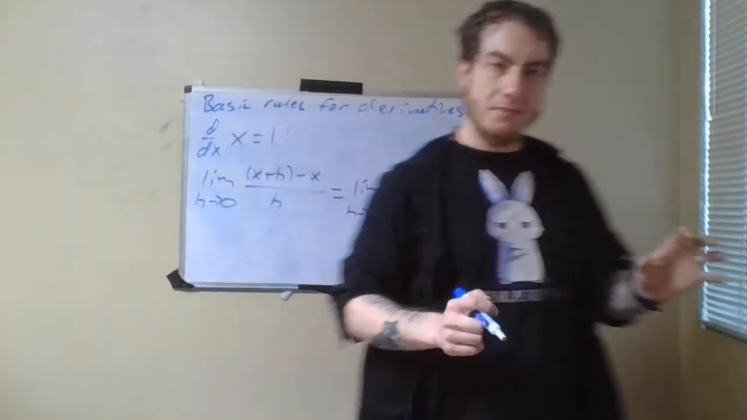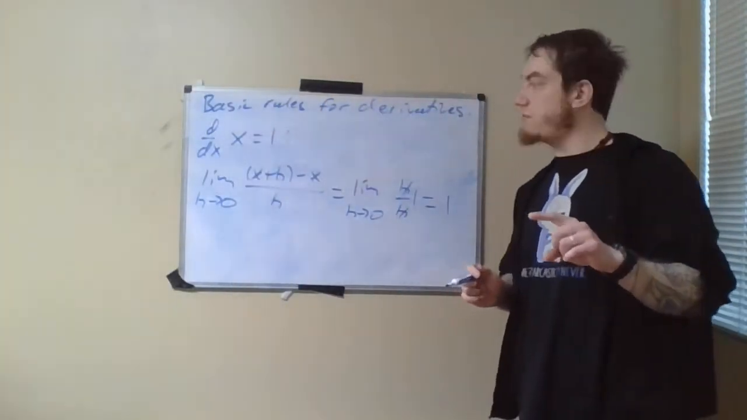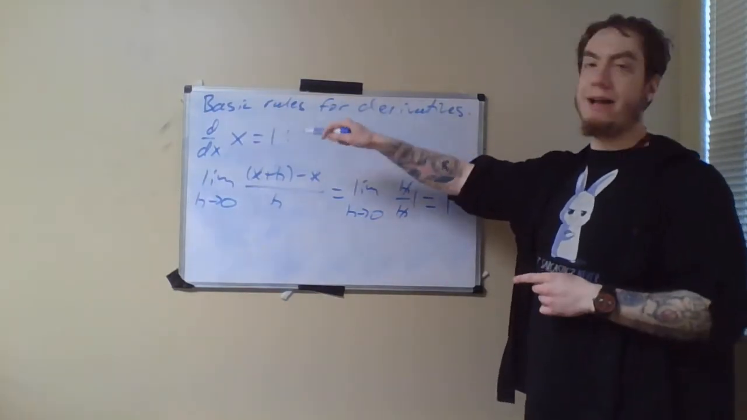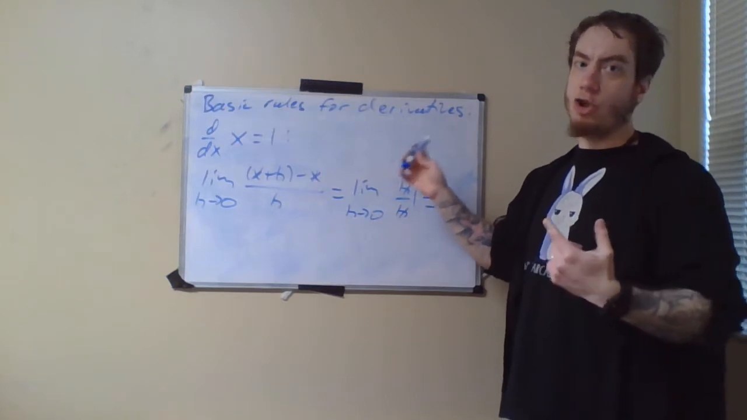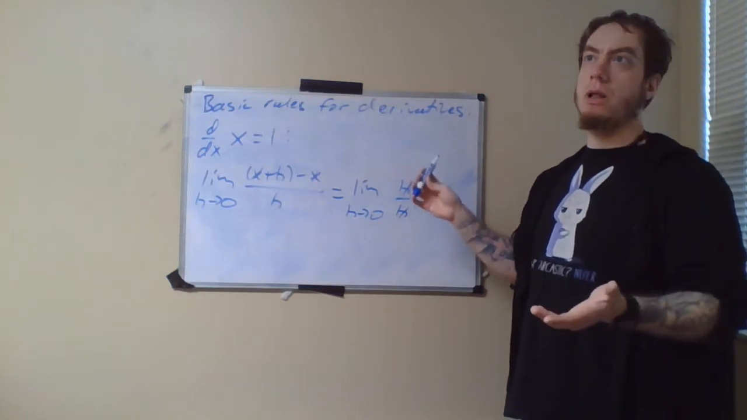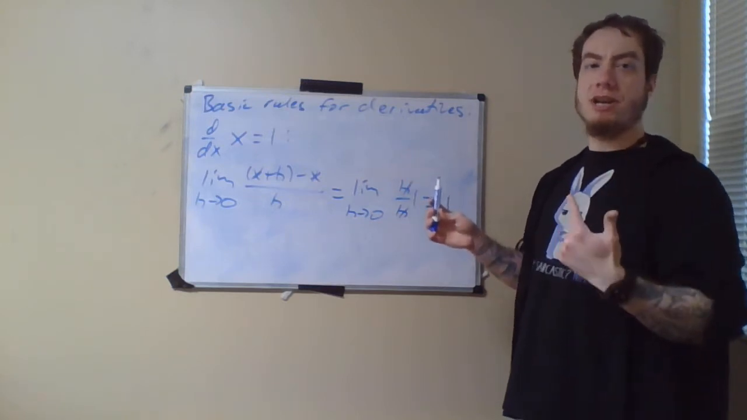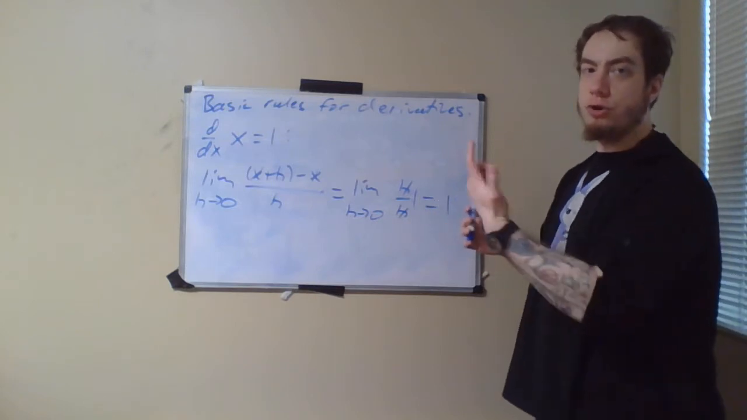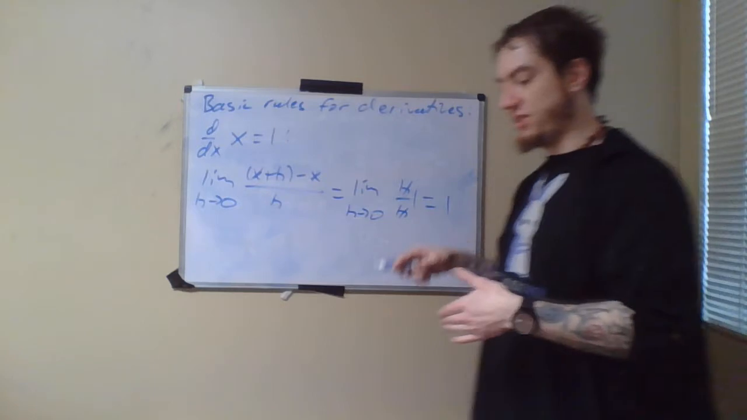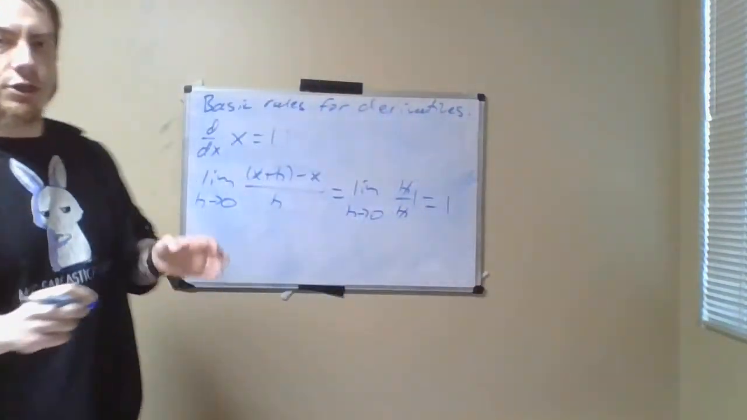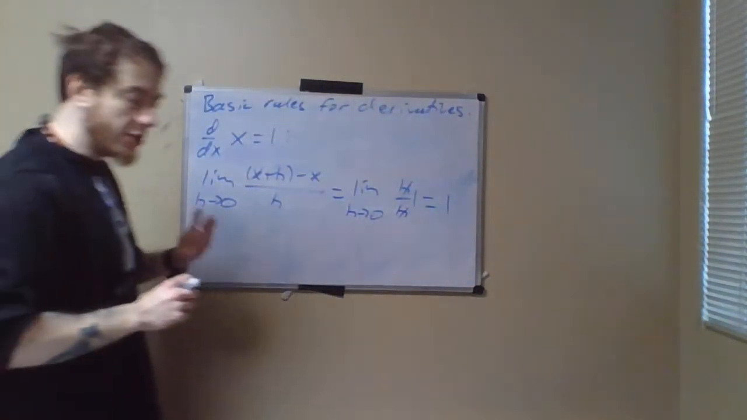And, of course, this is not a surprise, right? If you think about what the graph y equals x looks like, it is a straight line and it has a slope of 1. Well, that means that the tangent at every single point should have a slope of 1, and that's exactly what we see here. This is not some kind of shocking new information.